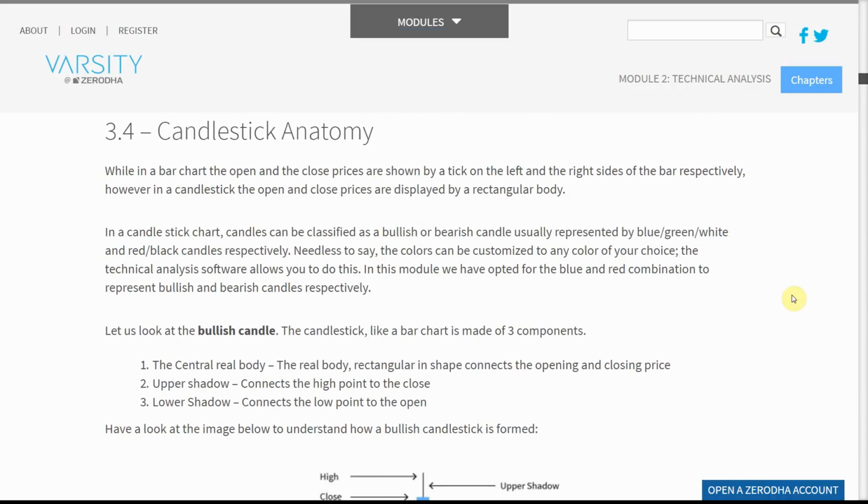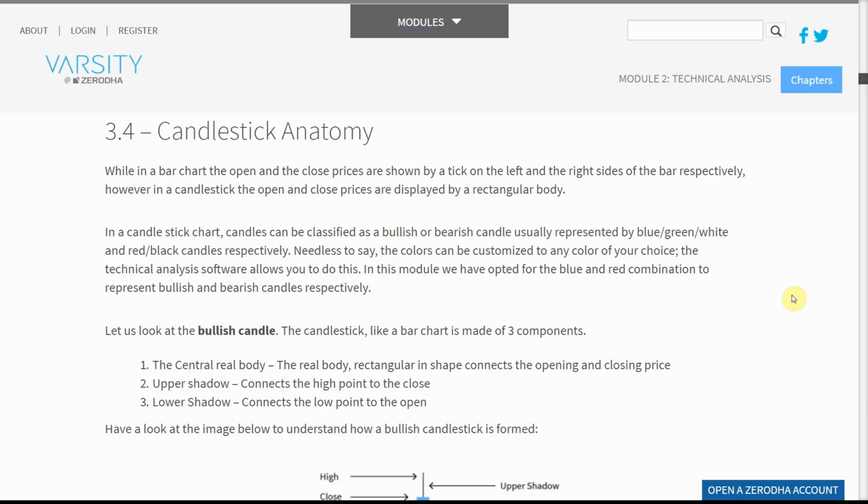In a candlestick chart, candles can be classified as a bullish or bearish candle, usually represented by blue, green, white, and red, black candles respectively. Needless to say, the colors can be customized to any color of your choice. The technical analysis software allows you to do this. In this module, we have opted for the blue and red combination to represent bullish and bearish candles respectively.